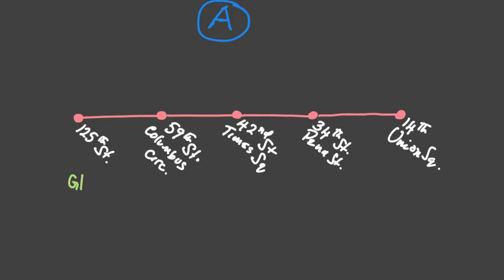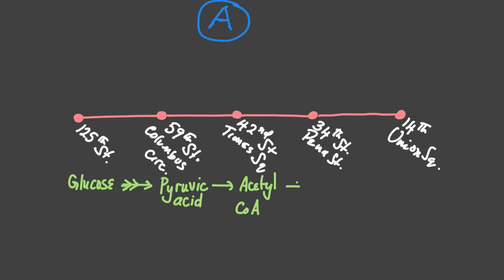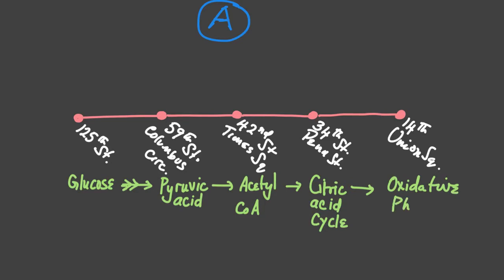So I'm going to imagine that the first stop, 125th, is glucose. The next big stop that we take will be pyruvic acid. From pyruvic acid, the next stop is acetyl-CoA, which goes with 42nd Street, Times Square. Most important molecule, and it's paired with the most important station here. The next one is the citric acid cycle, which is paired with 34th Street, Penn Station. And the last one is called oxidative phosphorylation, that goes with Union Square.